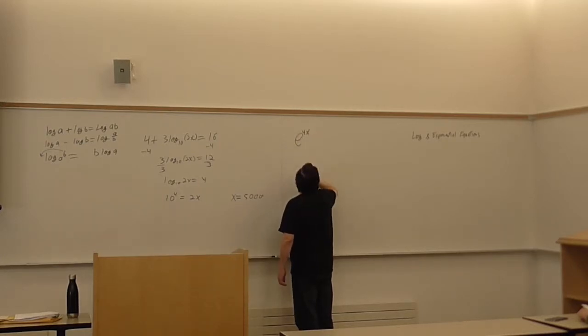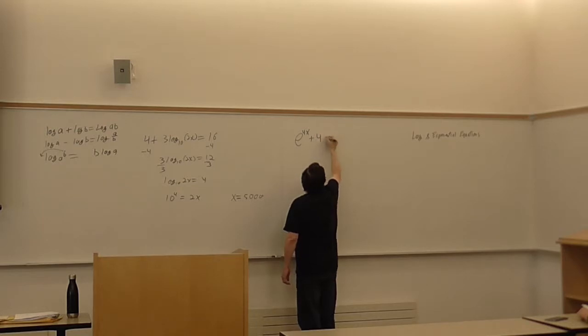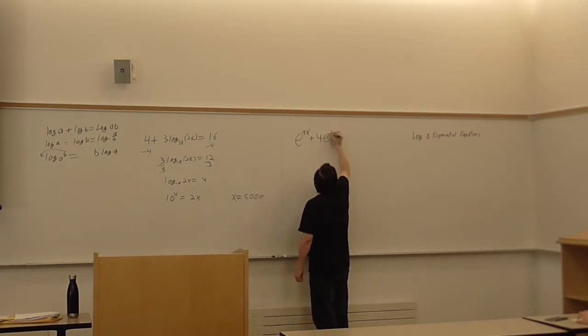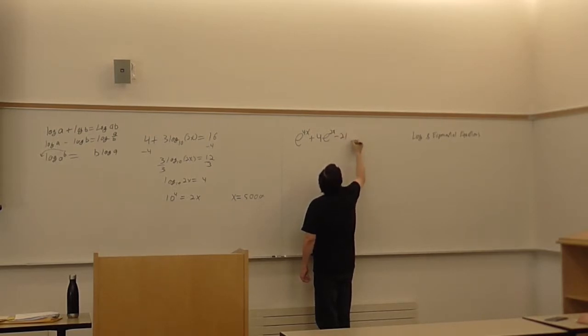Plus e to the 2x equals e to the 2x? No, e to the 2x. That's good. Yeah, 2x minus 21. Minus 21 equals 0.